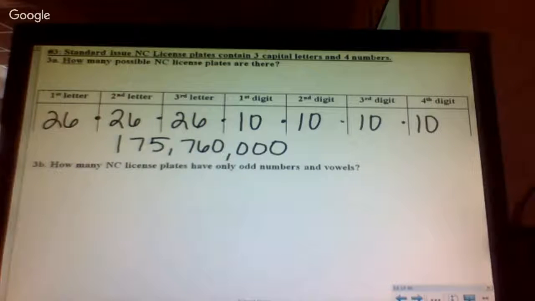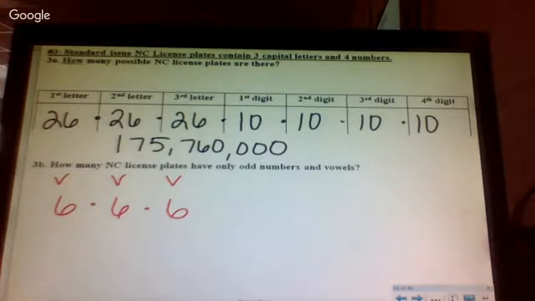Okay. Part B. Now we want vowels and odd numbers. So my first letter has to be a vowel. Yes, they are counting the letter Y. How many vowels do I have? 6. A-E-I-O-U-Y. They're counting Y. So my first letter can be a vowel. My second letter has to be a vowel. So it's 6. This letter also has to be a vowel.